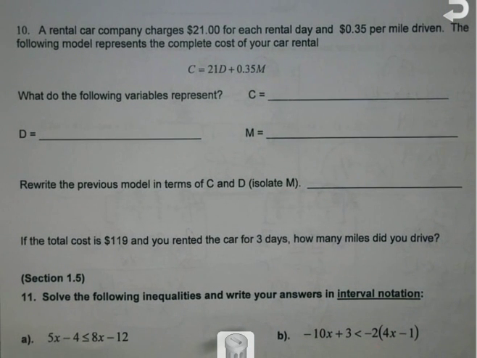All right, so another application. Rental car company charges $21 for each rental day and 35 cents per mile driven. The following model represents the complete cost of your car rental. What do the following variables represent?